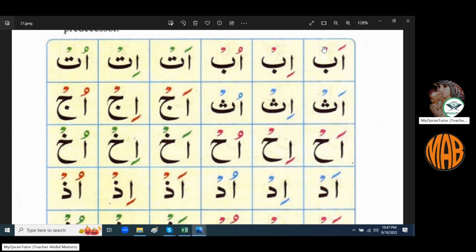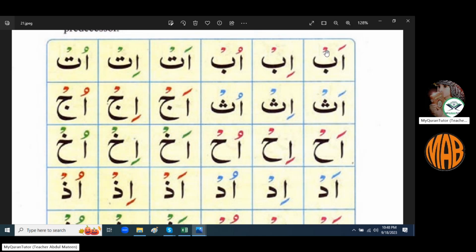We say it sukoon sign, and we can also call it jazm sign or connecting sign. The letter having sukoon sign is called sakin. Got it? Sakin. The letter having sukoon sign is called sakin. For example, sukoon sign, sakin. What do we call a letter on which a sukoon sign comes? Sakin.